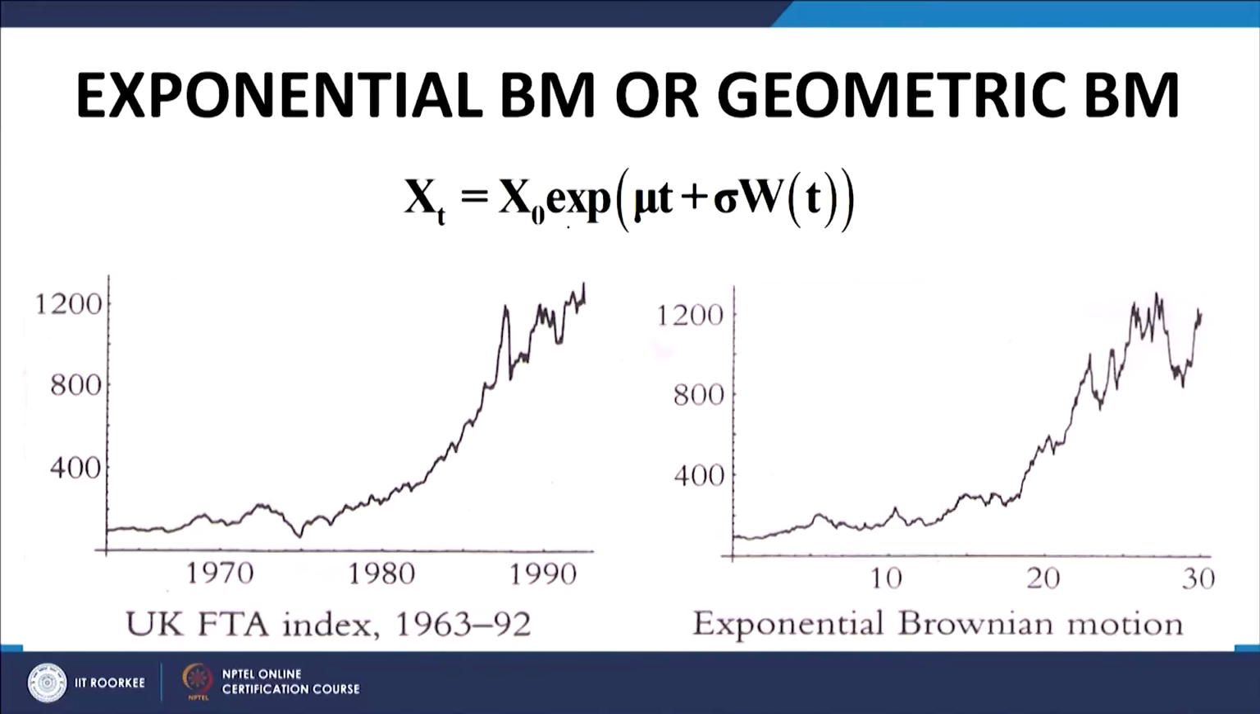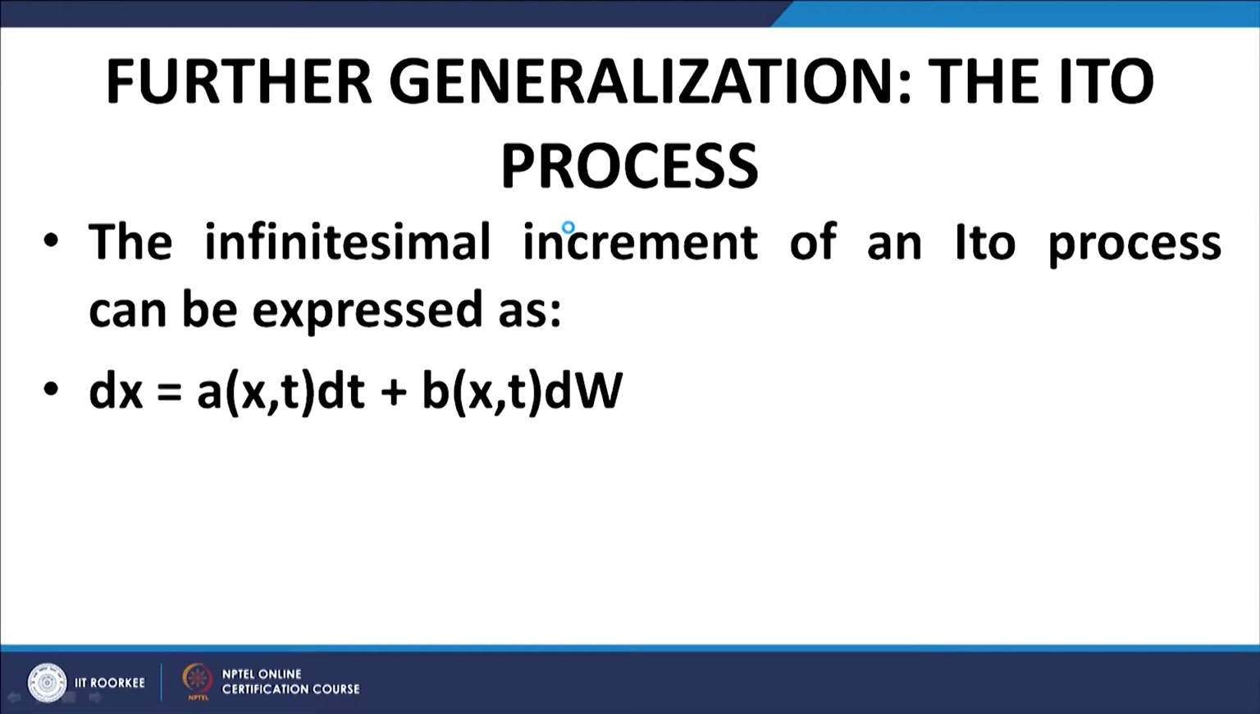We also have exponential Brownian motion. Look at this, it is behaving like there is an underlying exponential curve, and it is fluctuating about that particular exponential curve. You can clearly see that the zigzag is there, but the zigzag is superposed on a certain exponential curve or an exponential underlying progression.